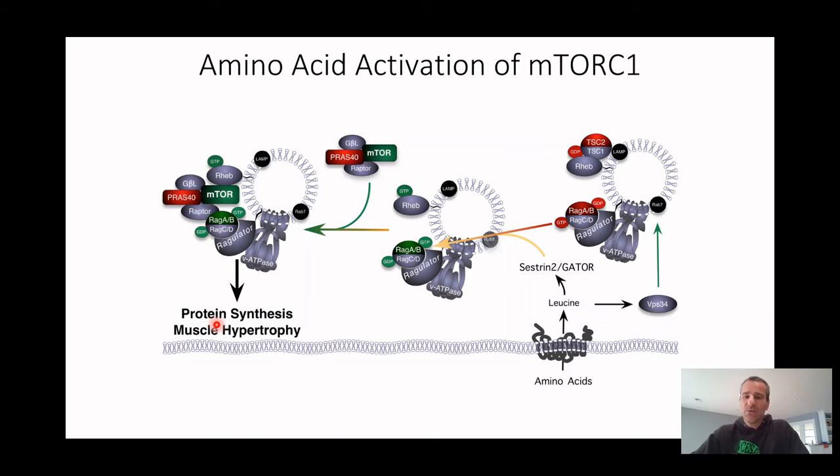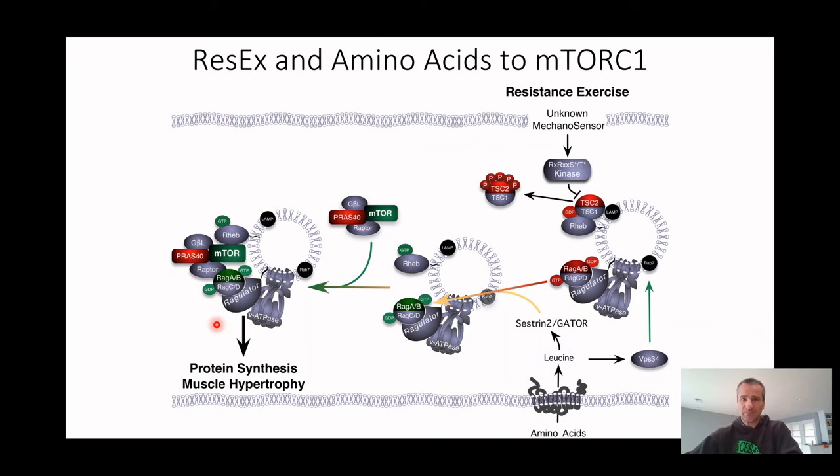All right, so now what happens when we combine resistance exercise and amino acids? Here's our unknown sensor going into RIC, our really important kinase, which is phosphorylating TSC2 and moving TSC2 away from Reb. There's going to be a GEF that nobody's identified yet that's going to move GDP out and allow Reb to grab GTP. At the same time, leucine comes into the cell, activates VPS34 and starts moving things around, but it also binds to Sestrin, which causes it to release GATOR2.